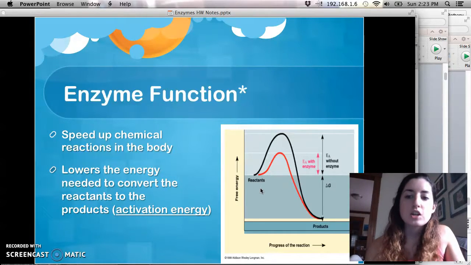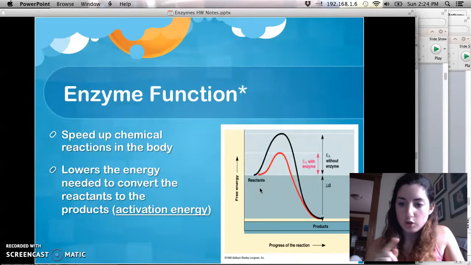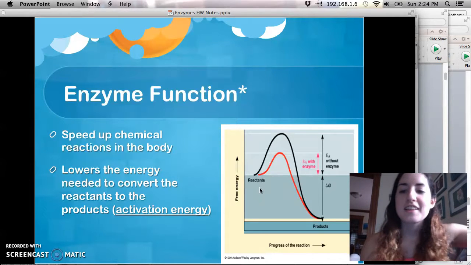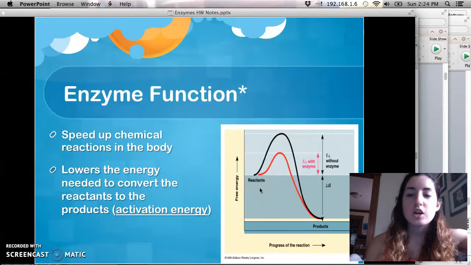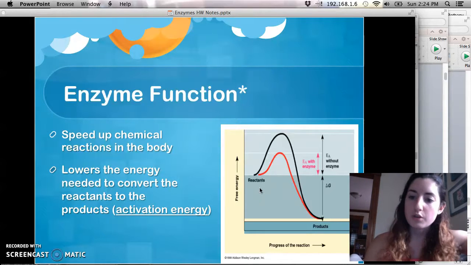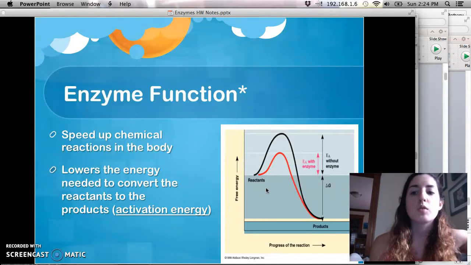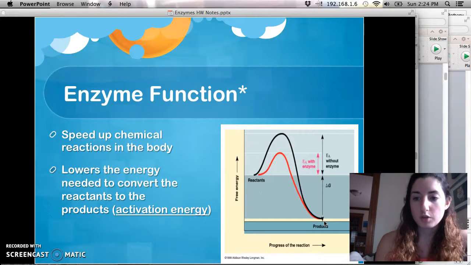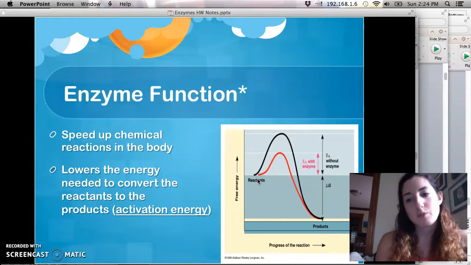So reactants are what you start with. So say you start with lactose, which is the milk sugar, right? O-S-E, lact is milk. Lactose is the milk sugar. So the enzyme lactase is going to break down that milk sugar into glucose so that you can digest it. So lactose would be the reactant. The product would be glucose, because that's what you finish with. So reactant is what you start with, product is what you end with.